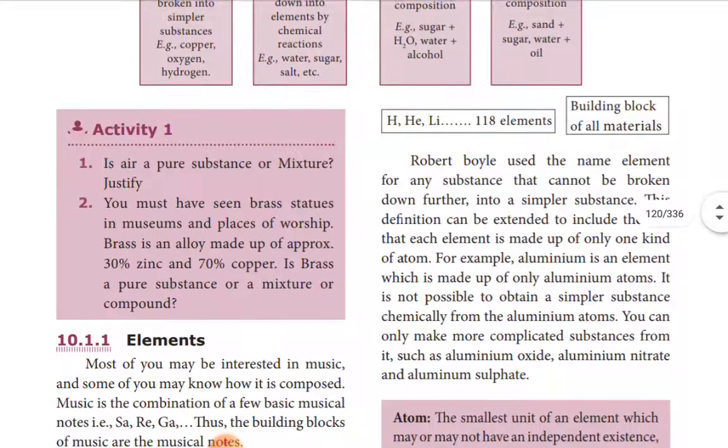Is air a pure substance or a mixture? Air is a mixture because air constitutes nitrogen, oxygen, carbon dioxide, water vapor, and dust particles. All these are the components of air. Also brass is a mixture, because brass is made of 30% zinc and 70% copper.